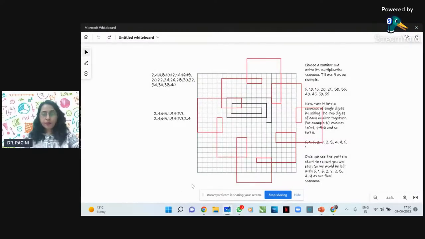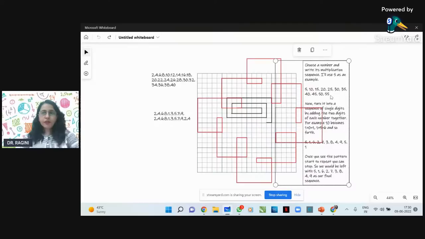You need graph paper, distributed to all the kids. Then you will choose a number and write its multiplication sequence. Take 5 as an example. So this one: 5, 10, 15, 20, 25. I have taken the table of 5. Now, once you have taken a table, we will add the digits of the numbers which are more than 10. So 5 will remain 5. 10 will be added to 1.